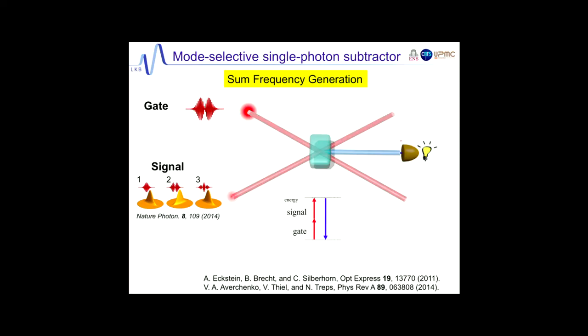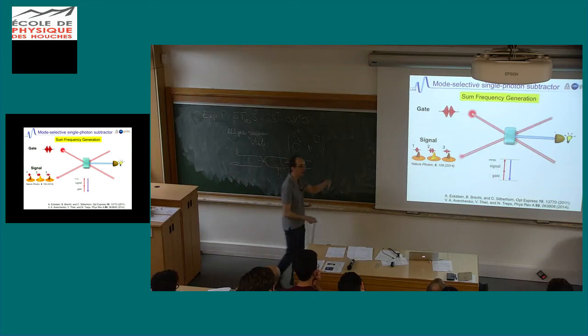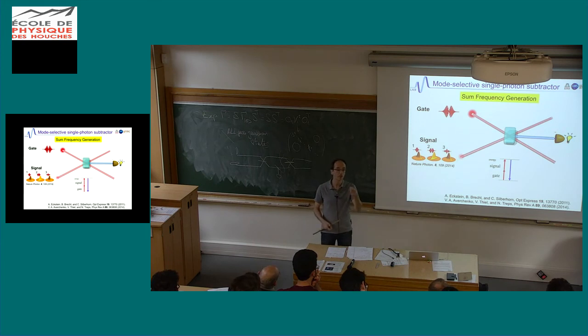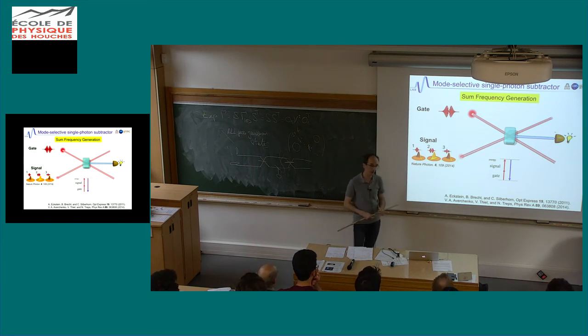I've said the main message, and now I can show you a few things. So how do we do that? It's very hard. If you want to remove a photon from a given temporal mode with linear optics, you will never manage.